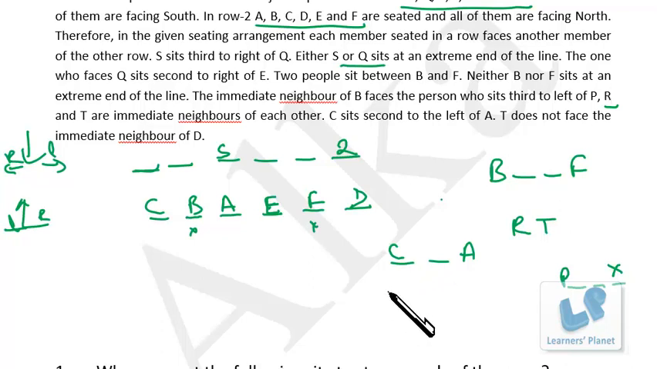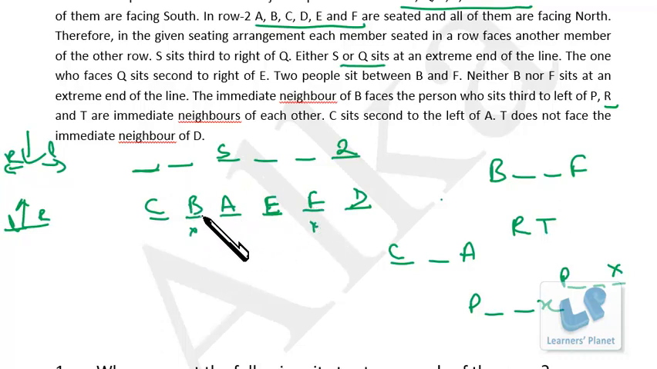Faces a neighbor of B, right? So suppose C is here. C and A, they are neighbors if this arrangement is correct. So P -- P -- X. No, that will not suit. We cannot make X over here or over here, right? Because S is already there. So if X is over here, then P will go this way. So that is not possible.